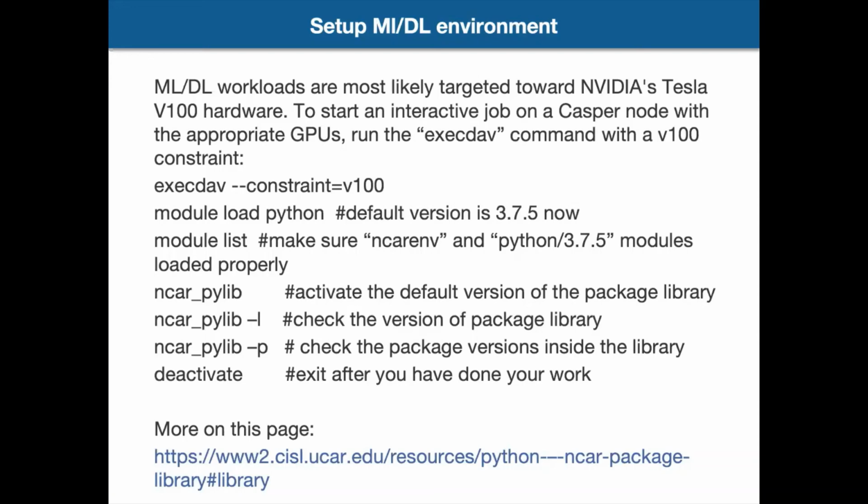And then you execute the command ncar_pylib. That will activate the default version of the package library. Then you repeat the command with -l. That will check the version of the package library itself. And you repeat the command with -p. It will check all the package versions inside this library. And when you are done, you run the command deactivate to exit this environment. You can find more information on the following page.